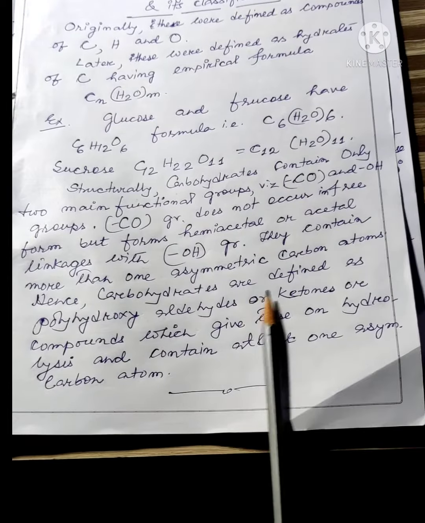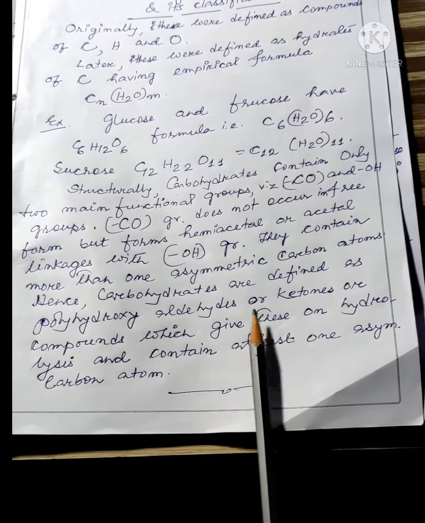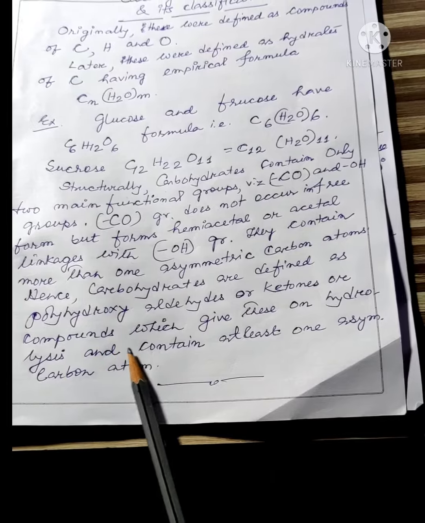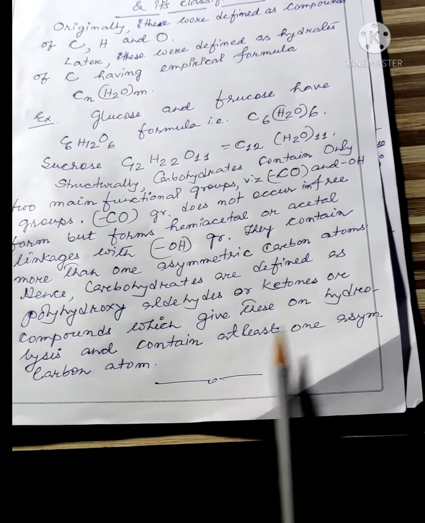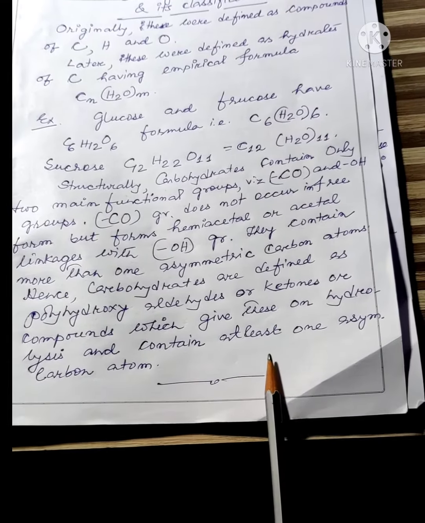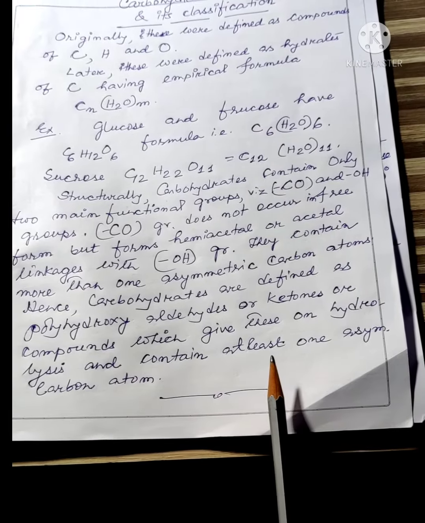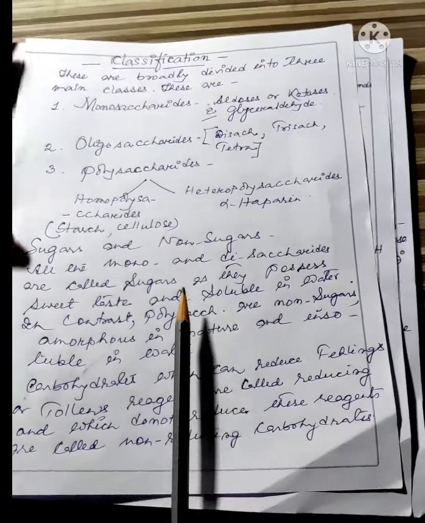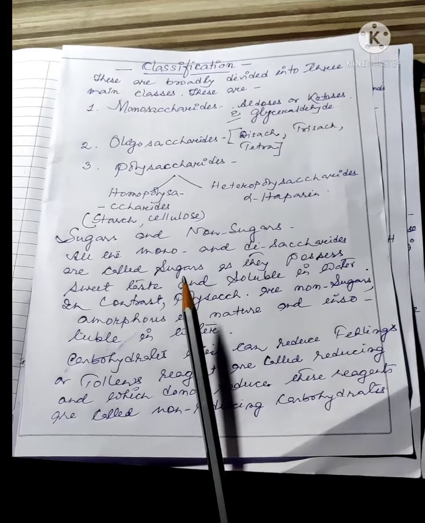Hence, carbohydrates are defined as polyhydroxy aldehydes or ketones, or compounds which give these on hydrolysis, and contain at least one asymmetric carbon atom. Now, I see the classification of carbohydrates.